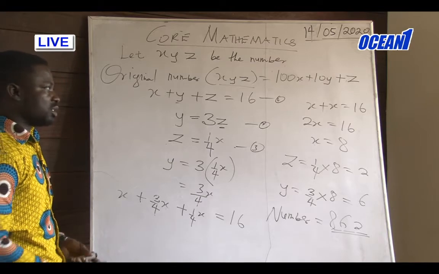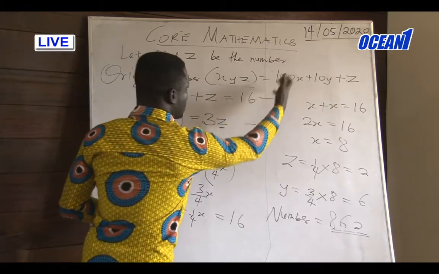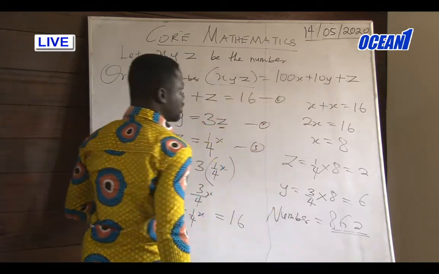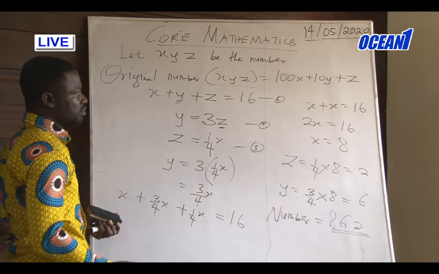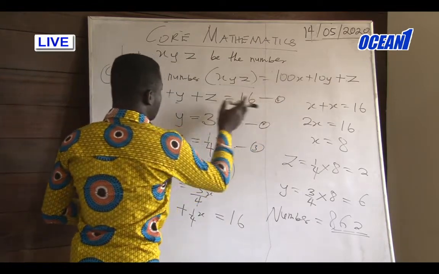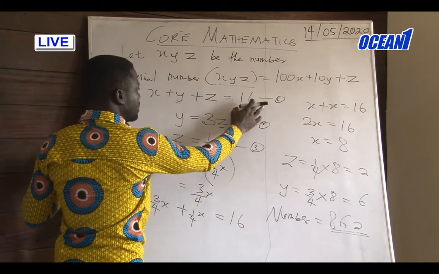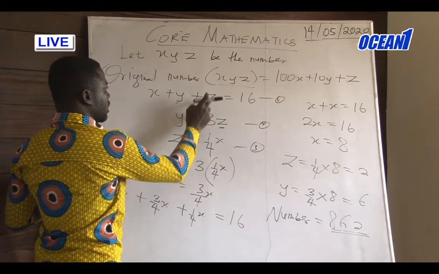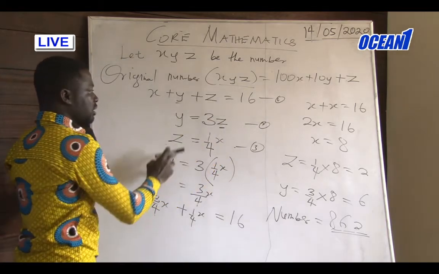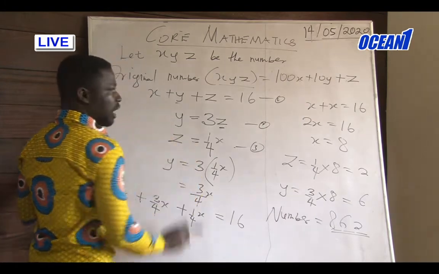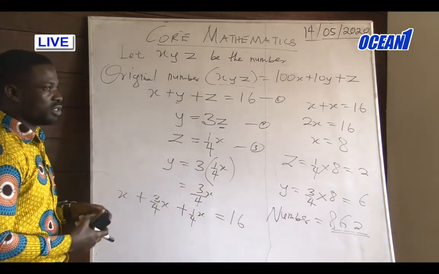That's the whole process. A three-digit number, xyz. The expansion is 100x plus 10y plus z. That one is not really important. But they are saying the sum of the digits is 16. The tens digit is 3 times the unit digit. The unit digit is 1/4 the hundreds digit. So that is the whole process.